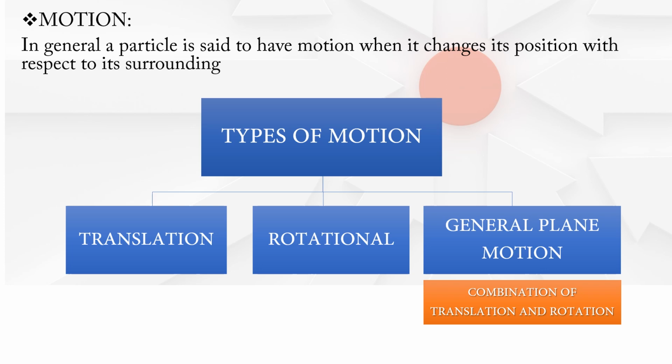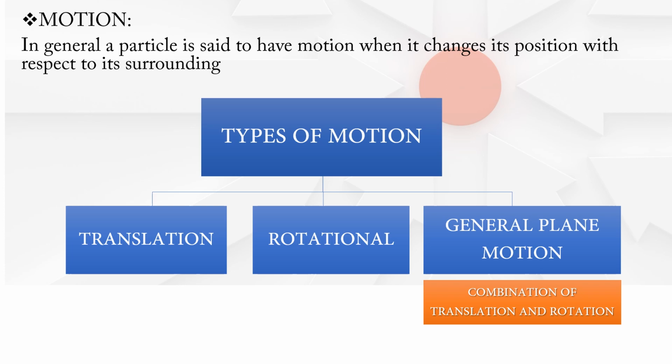Motion. In general, a particle is said to have motion when the particle changes its position with respect to its surroundings. Different types of motions are, as shown, motion of translation, motion of rotation, and general plane motion. In case of translation, actual displacement of the body takes place from one position to another position. In case of rotational motion, the particles of the rigid body move along parallel circles, whereas general plane motion is the combination of translation and rotation.